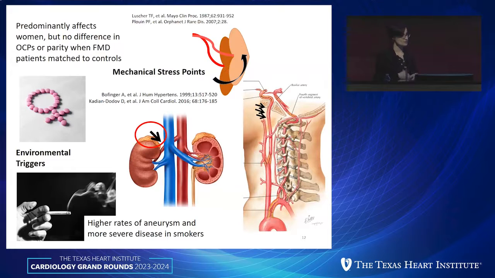Mechanical stress points is an interesting idea. So we know that in the renal arteries, the right renal artery is most frequently affected. It's the longer of the two arteries. When you breathe, the kidney arteries do move. So perhaps there's some kind of traction that's happening at these mechanical stress points. Same with the mid to distal carotid artery with head turning. That might lead to the development of this condition.